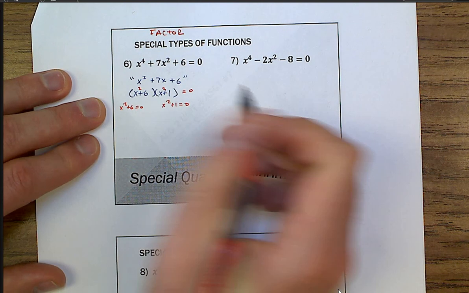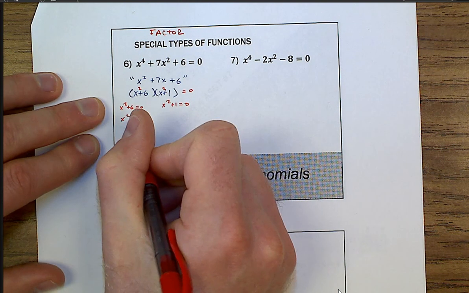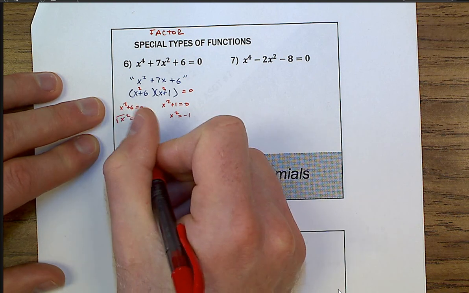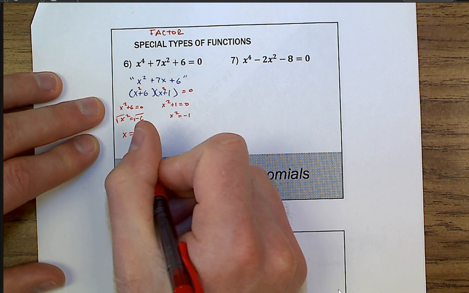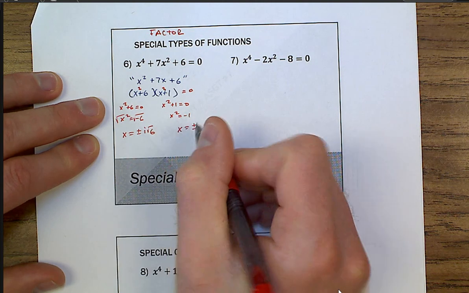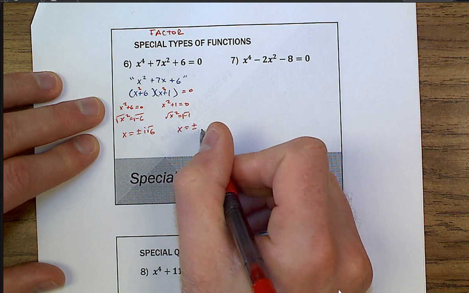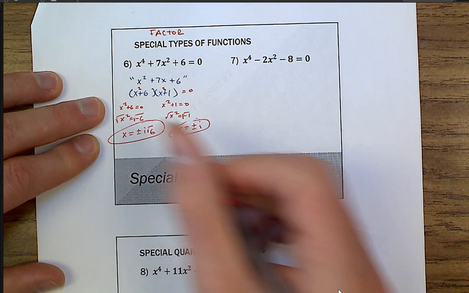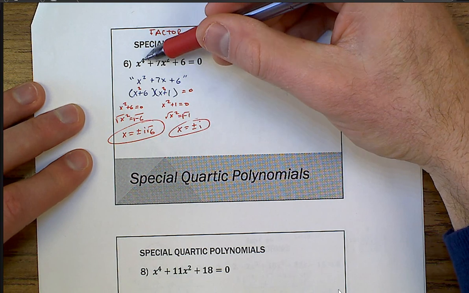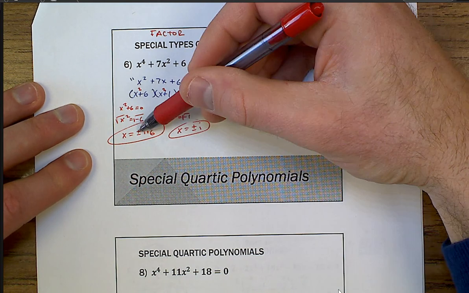And so if you solve this, you get x squared equals -6, and x squared equals -1, square root, and you get x equals plus or minus i radical 6, and you get x equals plus or minus i. And that should make sense to you, because how many solutions should we have? We should have 4. Well, I got a plus and a minus, so there's 1 and 2, and then 3 and 4.